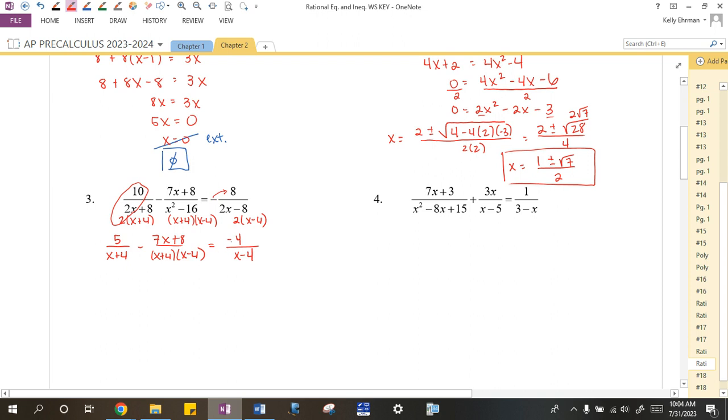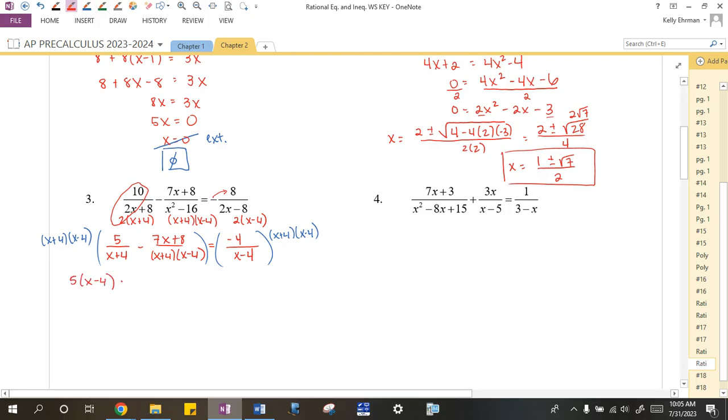I like to move negatives to the numerator if they're just single numbers like that, just so I don't forget about it or miss it. It's easy to overlook that. All right, so then the next step is to multiply by the least common denominator, which is x plus 4, x minus 4, to both sides of the equation, and that gives us 5 times x minus 4.